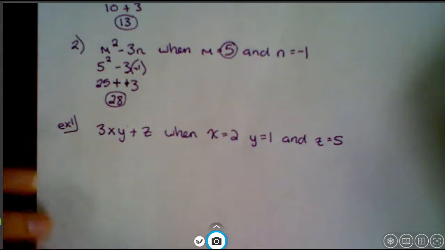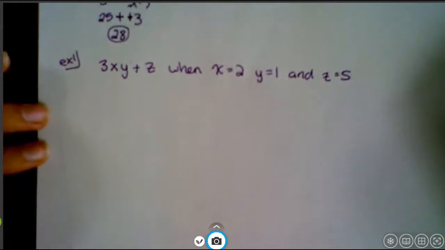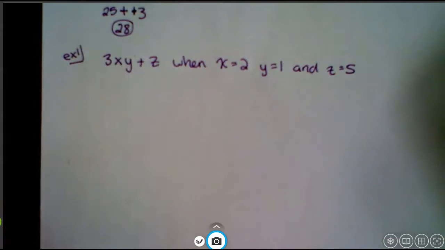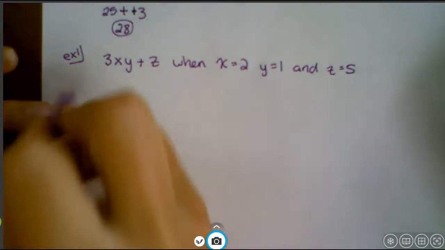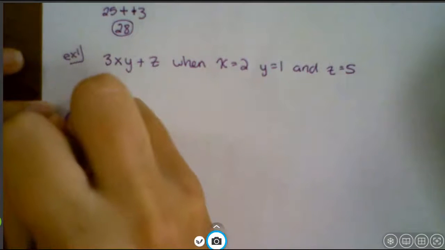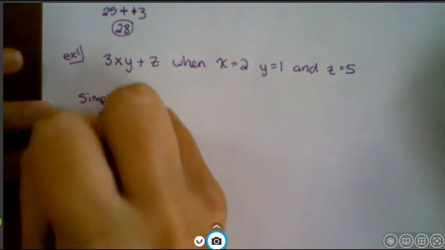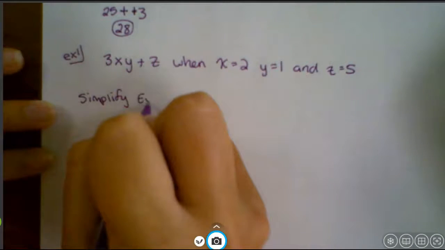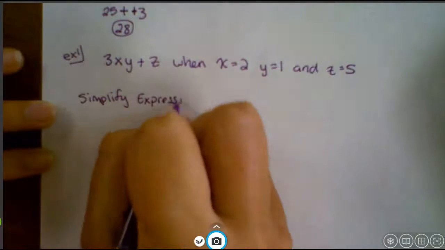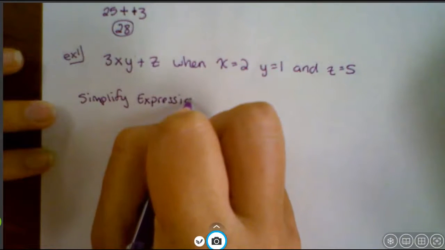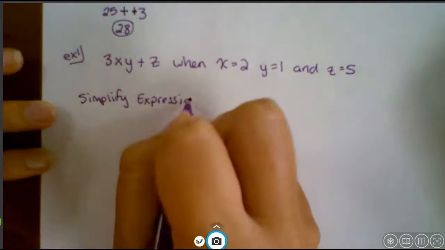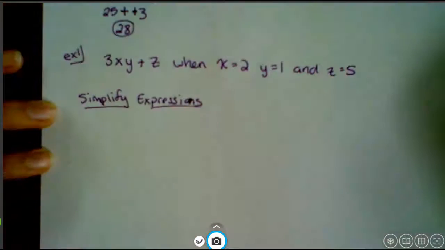All right, now we're going to kind of combine a bunch of stuff and do simplifying expressions. So simplifying expressions will go over the distributive property. It will also go over combining like terms. So simplifying, I just wrote the same thing, didn't I? No, I didn't. Okay. Simplifying expressions.